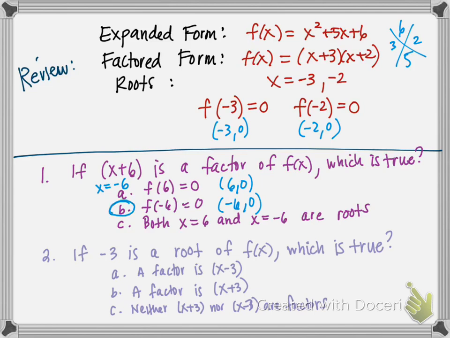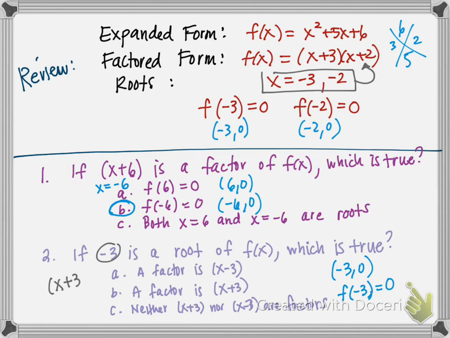Number 2, if -3 is a root, which is true. So they're taking the root, which is -3, so it crosses the x-axis at -3, or (-3, 0). So that means if I plug in -3 for x, I get an answer of 0. What is the factor? Again, if we look at our example over here, if I take the roots and go backwards to write the factors, you flip the signs, right? So if the root was a -3, here I would have to flip the sign when I write it as a factor to a +3. So the answer is B.